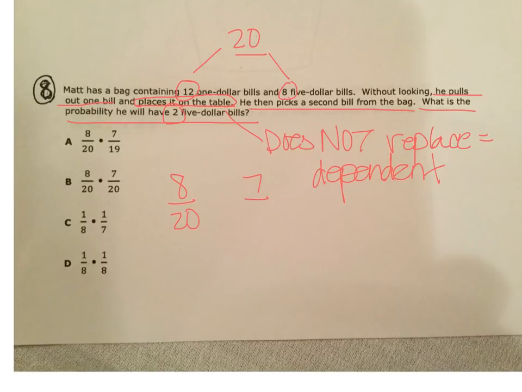And how many total bills would be left in the bag? Okay, so it's 19. All right, and because these are two events and we're combining them, we would multiply. Which of your answer choices resemble this setup here? A, of course.